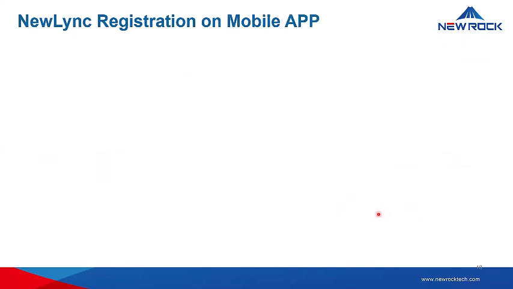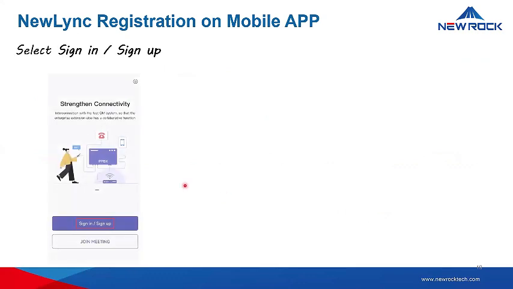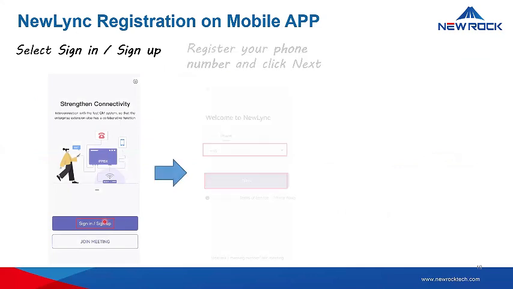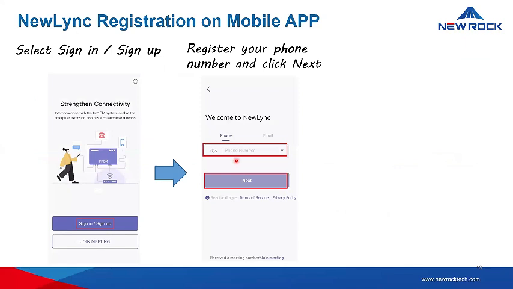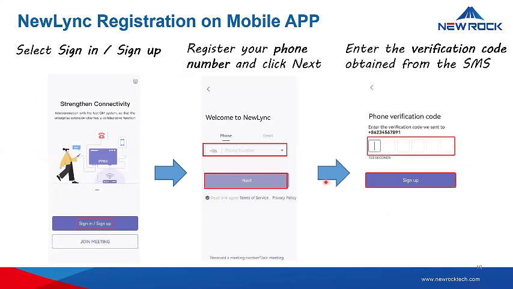Okay, let me show you how to do the registration using your mobile phone. First, select sign in, sign up. Just simply click this one. After which, register your phone number and click next. You also have an option to register your email. After that, you need to enter the verification code obtained from the SMS. We send the OTP to your mobile phone as your verification code. You just simply copy that and paste it here. So paste the OTP and click sign up.